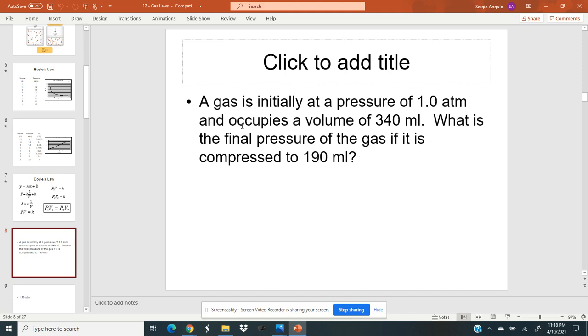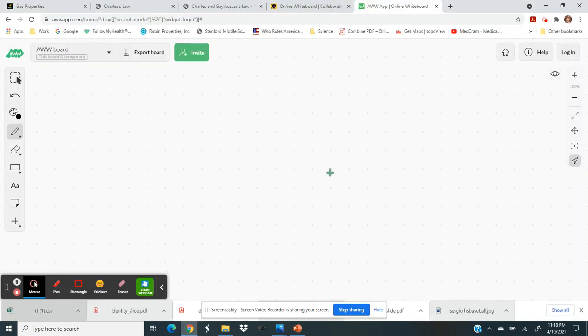Let me go back over to the web whiteboard while we still have it. First off, just to go over this real quick: P1 times V1 equals P2 times V2. We can use this when temperature is constant.